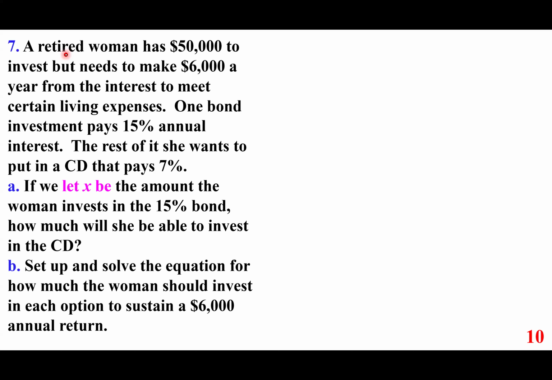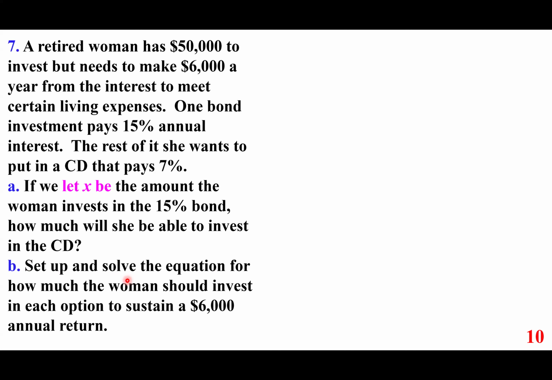A retired woman has $50,000 to invest, but needs to make $6,000 a year from the interest to meet certain living expenses. One bond investment pays 15% annual interest. The rest of it she wants to put in a CD that pays 7%. If we let x be the amount the woman invests in the 15% bond, how much will she be able to invest in the CD?